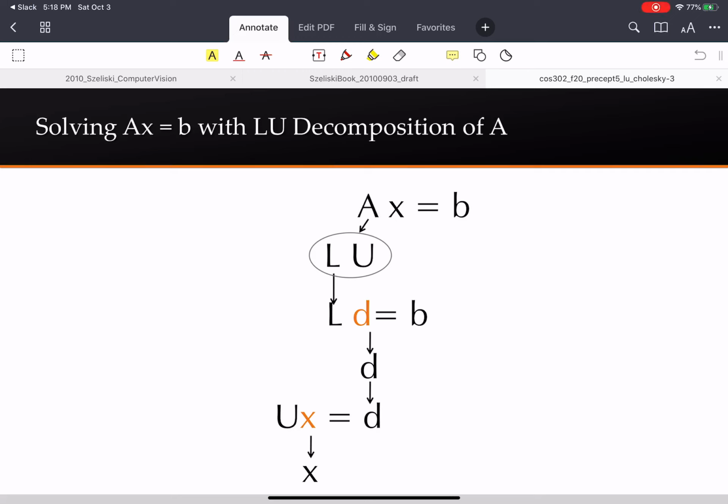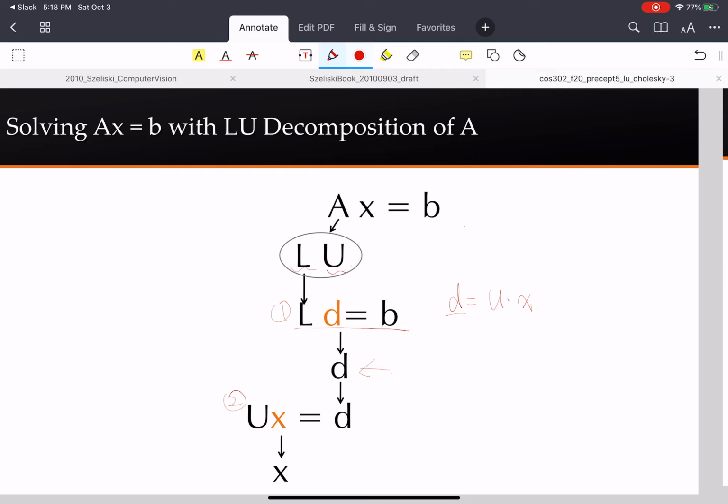Here is a graph showing how we solve AX equals B with LU decomposition. After getting the decomposition of A with L and U, we first construct an intermediate variable D, which equals U times X. And with this D, we first solve the first linear system and get the values of D. And then we solve the second linear system and finally have the values of our solution X.